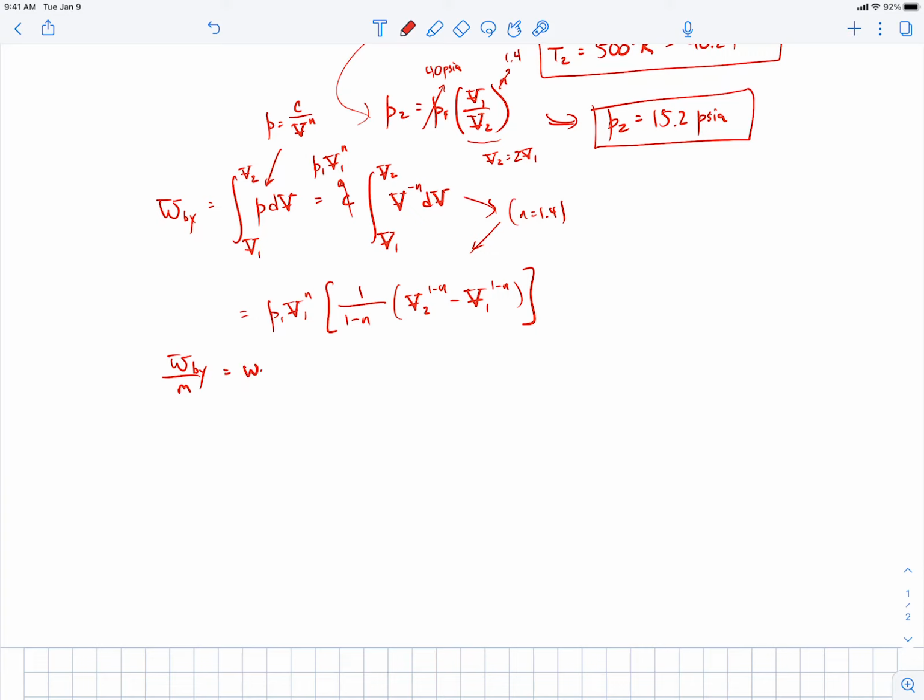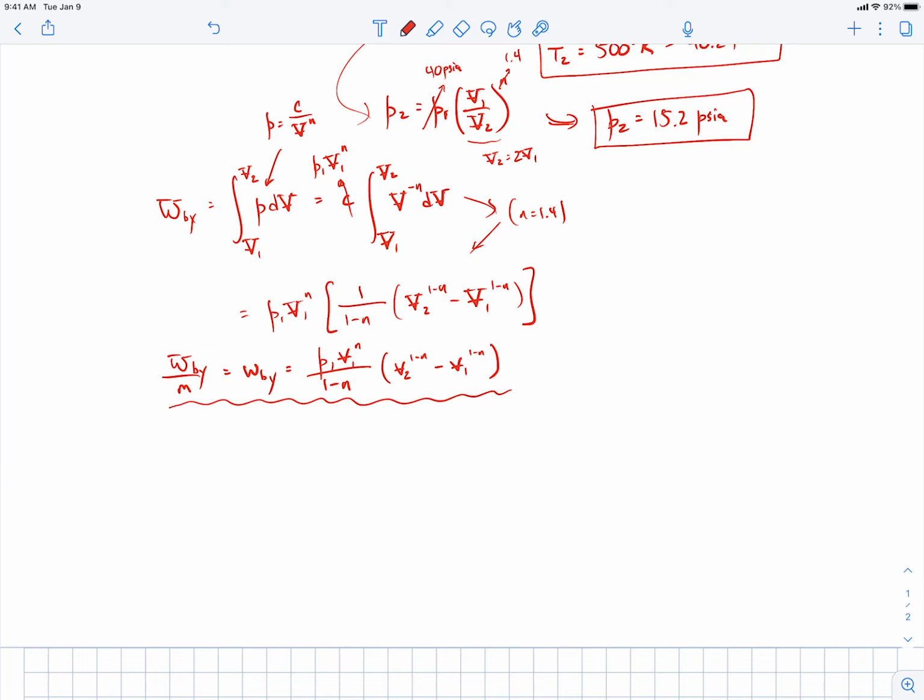Sometimes we use the symbol little w. That's called the specific work, or the work per unit mass. If I do that, I just need to divide the right-hand side through by the mass, which means it'll convert these volumes into specific volumes. So this would be P1 times the specific volume at 1 raised to the n, over 1 minus n, multiplied by the specific volume at 2 to the 1 minus n, minus the specific volume at 1 to the 1 minus n. Okay, so that's where we are currently.